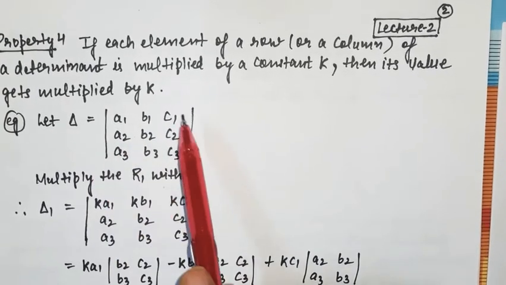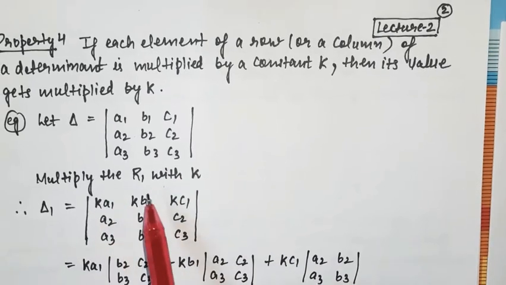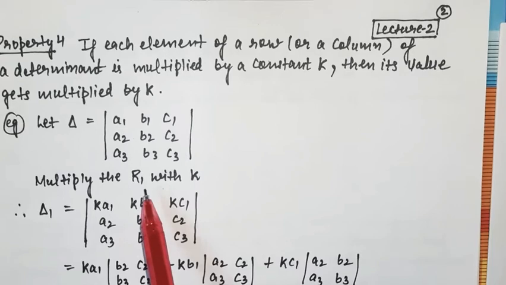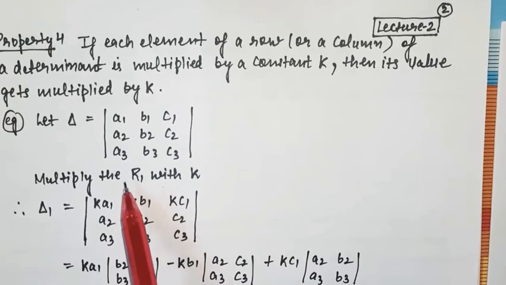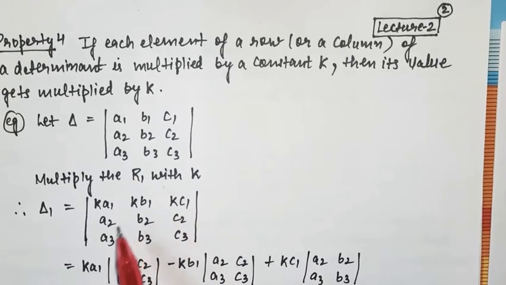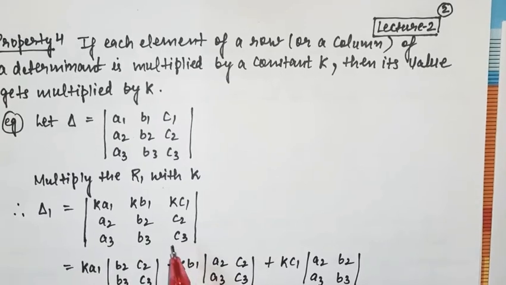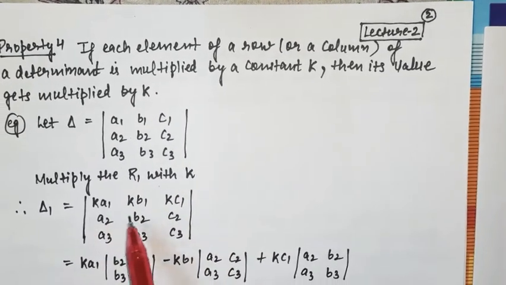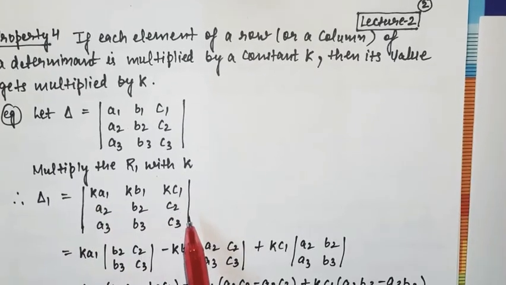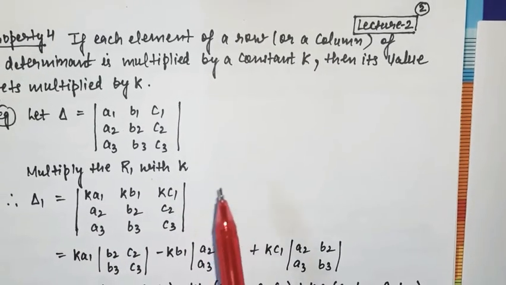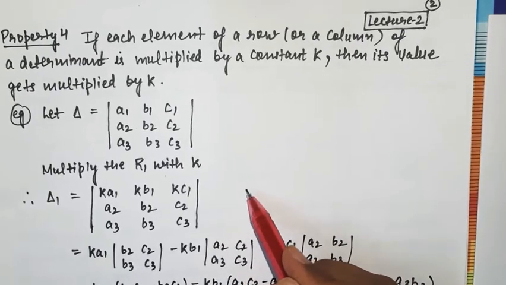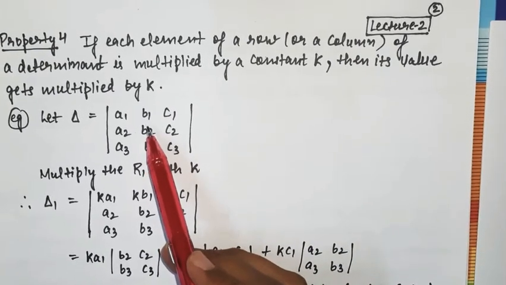Here we'll have the determinant. If I am saying I am multiplying a constant with any particular row or column, that means I am only multiplying R1. The rest of the rows will remain the same. Now, after that, I want to say that whenever I am multiplying it, my final answer is k. That means my final answer will be k into this determinant.